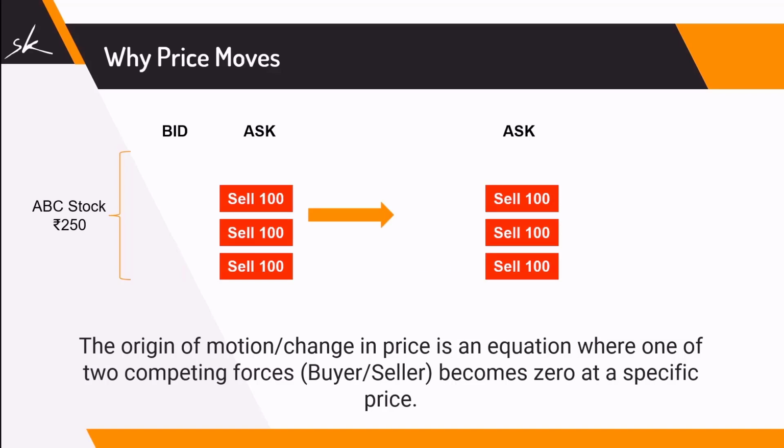Since there are no more buyers left at 250, the next buyer will always be at a cheaper price. Therefore, if the sellers have to sell, now they have no choice but to decrease their selling price, which will result in prices moving down.